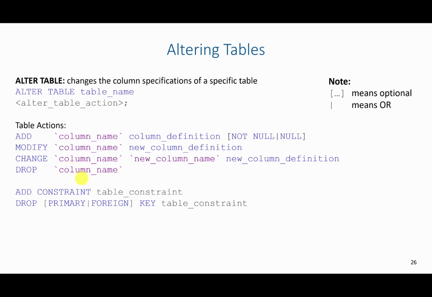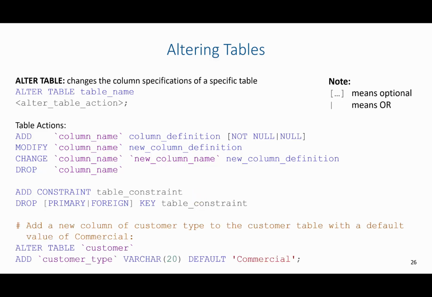If you want to add new constraints, you add constraint and then you would specify the table constraint the same way that we specified the table constraints. If you wanted to drop the primary key or the foreign key, you say drop primary key and then stop there. You don't need the table constraint. Or drop foreign key and then the actual name of the foreign key.